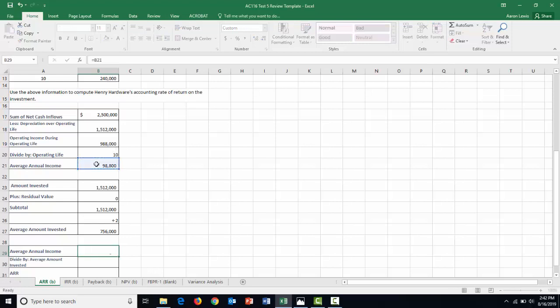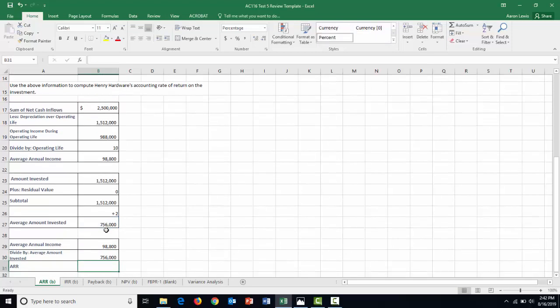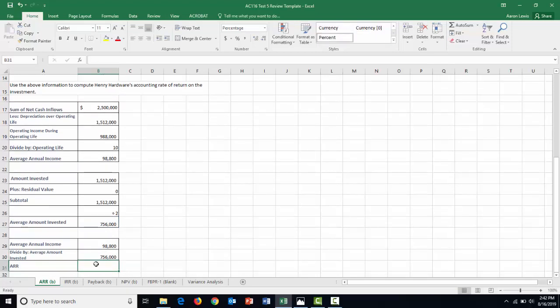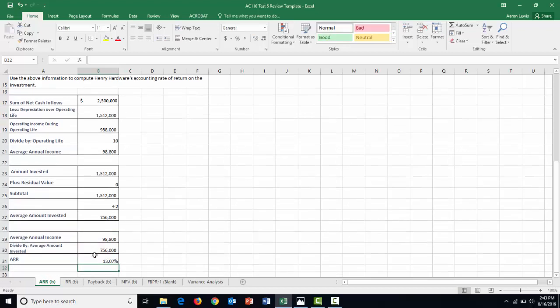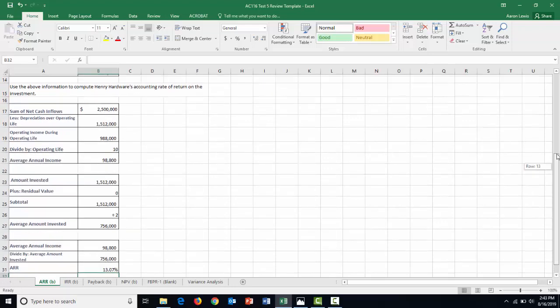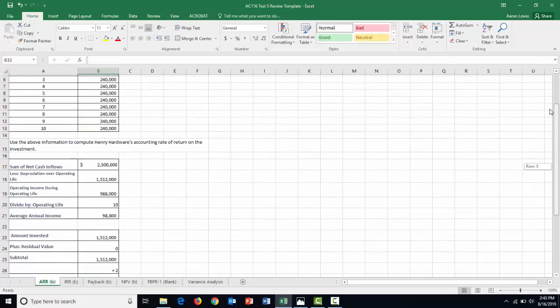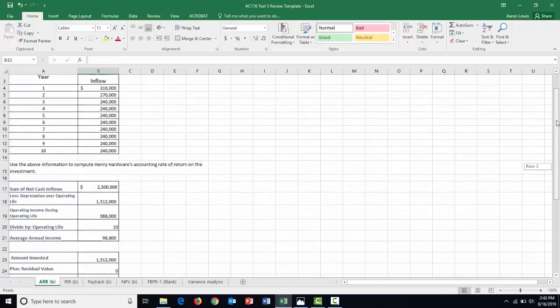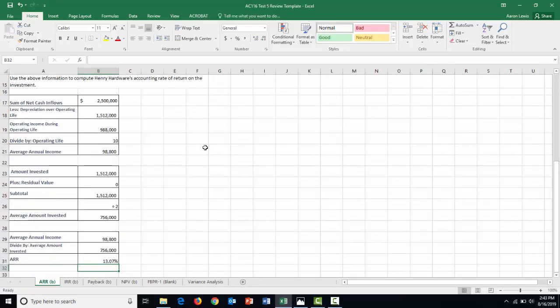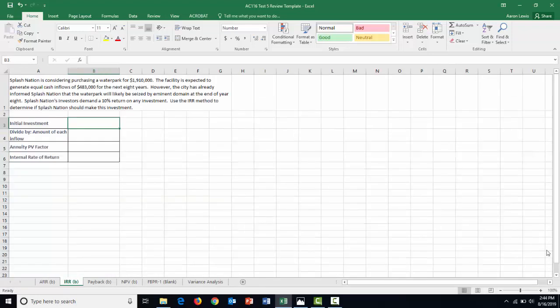So to find our ARR, you take your average annual income, which we have above, so we'll just hit equals and click on that amount. You take your average amount invested, which we have here, and your ARR is equal to your average annual income divided by your average amount invested. And it's usually expressed as a percentage to 2 decimals, in this case 13.07%. So not taking into consideration the time value of money, Henry Hardware is going to have a return on this investment of about 13%, which is not too bad at all.